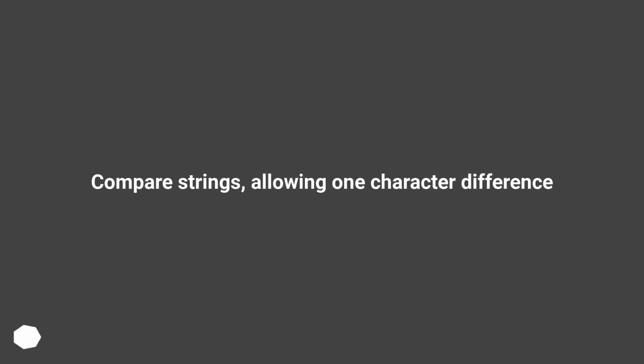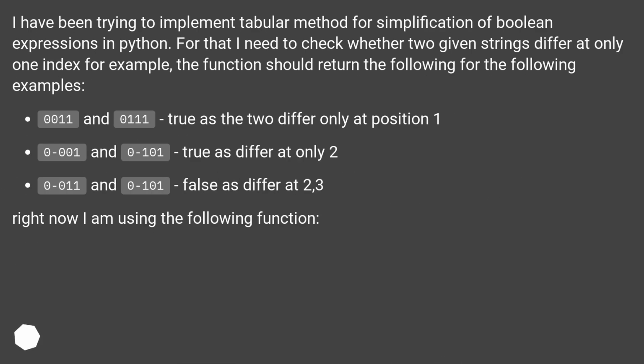Compare strings, allowing one character difference. I have been trying to implement the tabular method for simplification of Boolean expressions in Python. For that I need to check whether two given strings differ at only one index. For example, the function should return the following for the following examples.